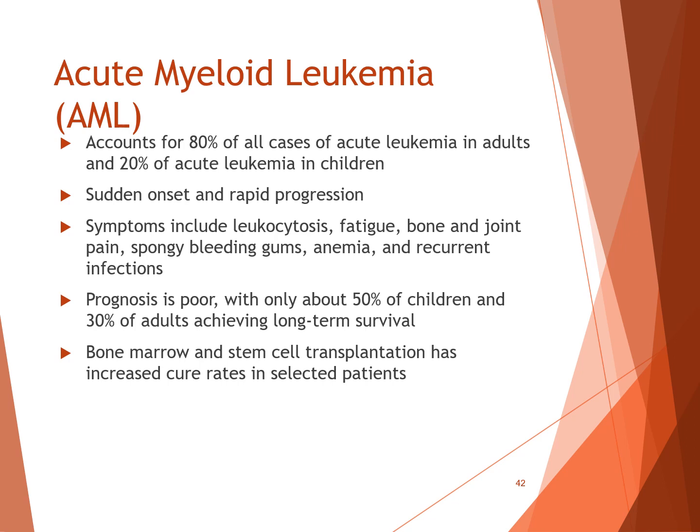Typically, patients complain of fatigue, bone and joint pain, bleeding gums, symptoms of anemia, and recurrent infections. Unfortunately, the prognosis with acute myeloid leukemia is poor, with only about 50% of children and 30% of adults achieving long-term survival. However, advances in bone marrow transplants and stem cell transplantations have increased cure rates in some patients.